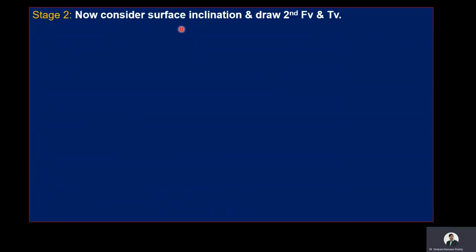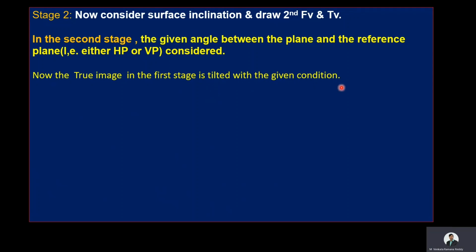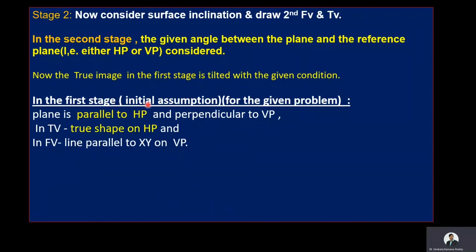Stage 2. In the case of stage 2, we are considering the surface inclination with reference planes and then draw second front view as well as top view. In the second stage, the given angle between the plane and the reference plane, that is either HP or VP, is considered. Now, the true image in the first stage is tilted with the given condition. In the first stage, for the initial assumption, for the given problem, plane is parallel to HP and perpendicular to VP. Because plane is parallel to HP means true shape on HP in the top view, and plane is perpendicular to VP. That's why its image is a line on VP in the front view.